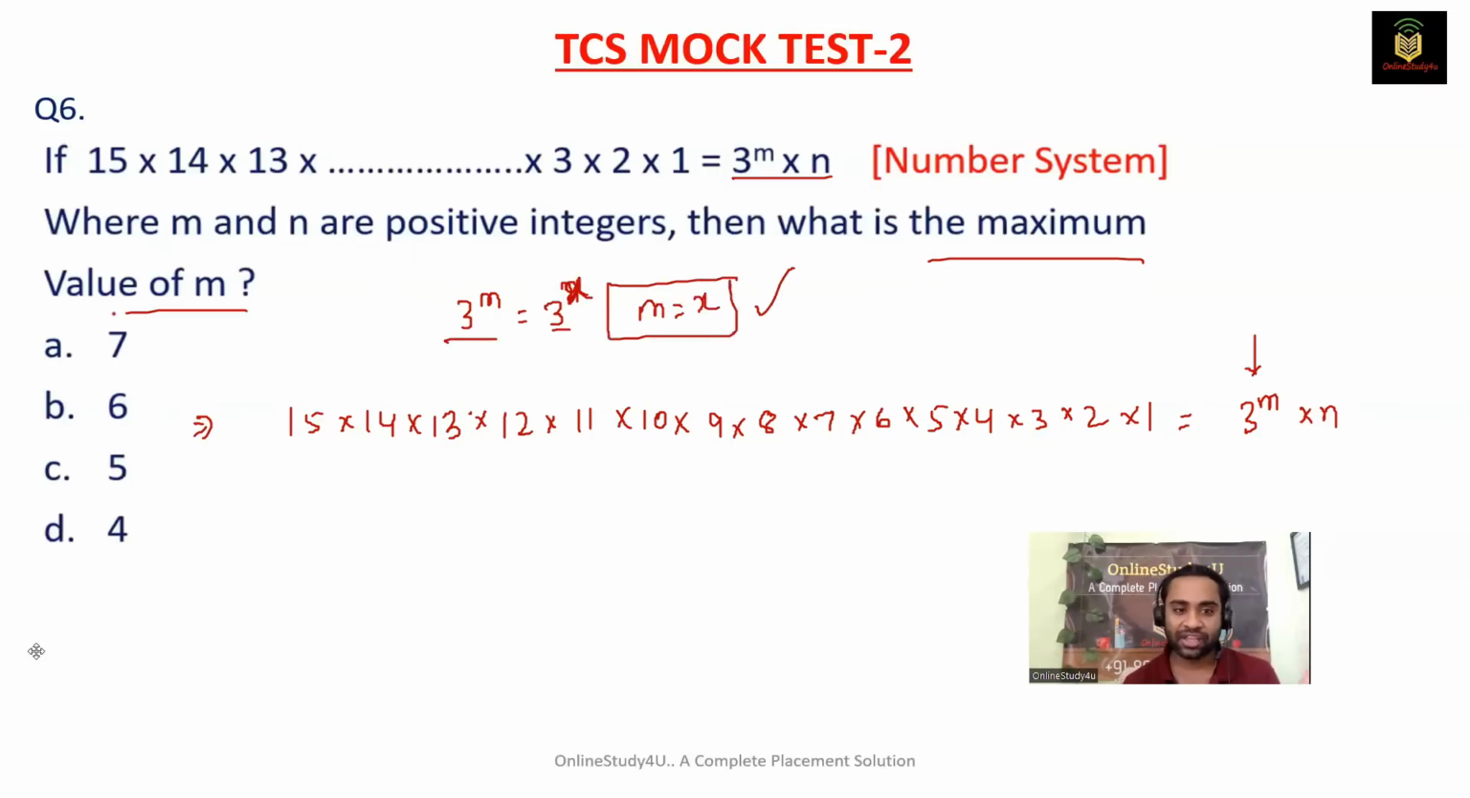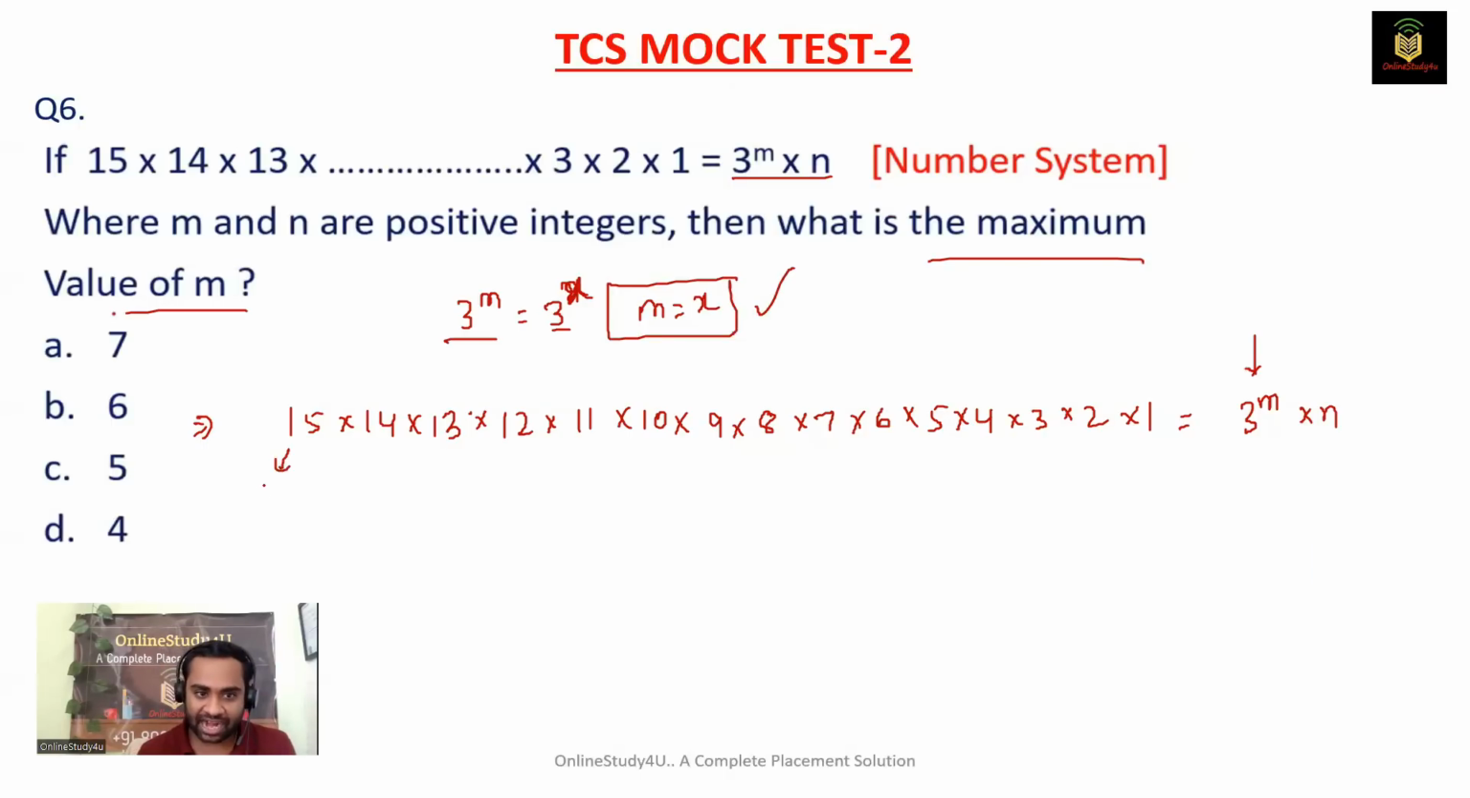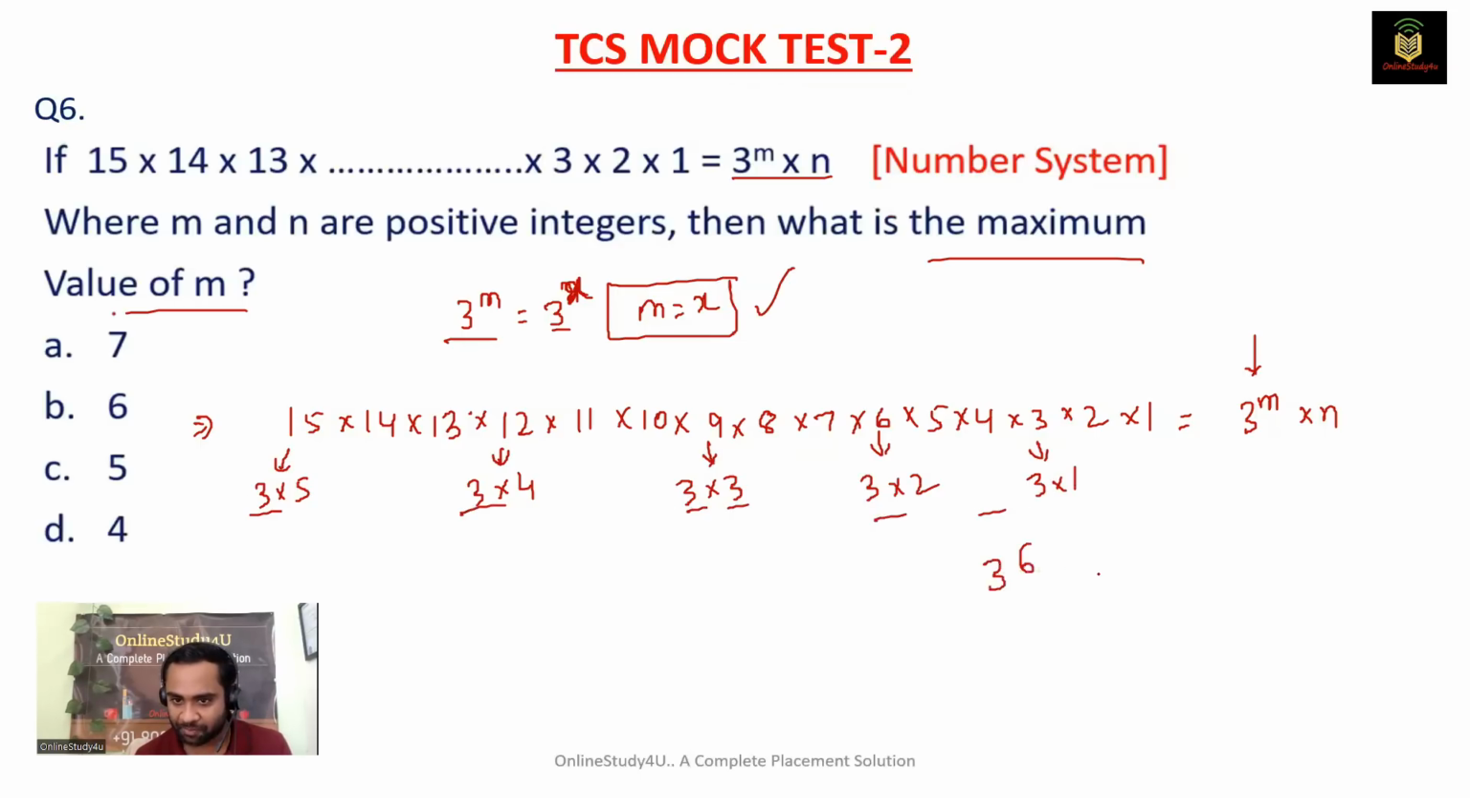Agreed? That means the question is giving you a hint that in every number we have to take out 3. Okay, so we have to take 3 out from there, then we will be easily able to solve this question. This is the hint that has been given to you in the question. Now, how many times is 3 there? 1 2 3 4 5 6. So we can write 3 to the power 6.